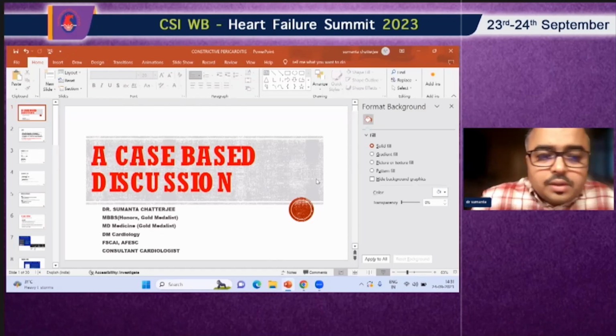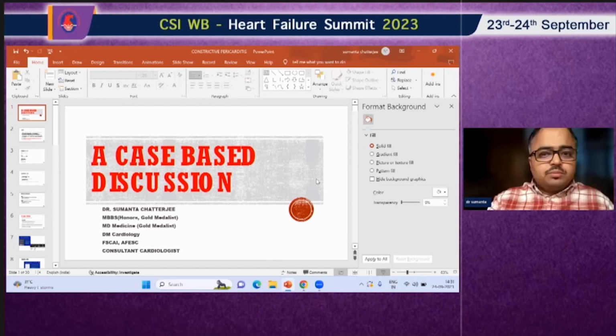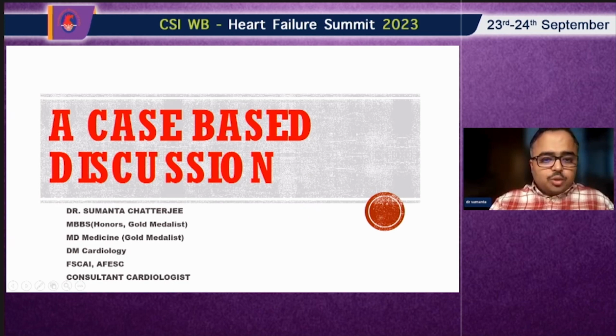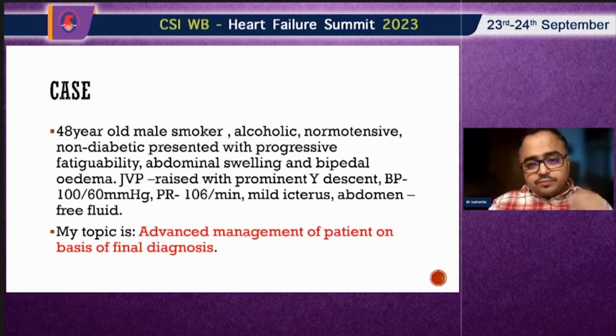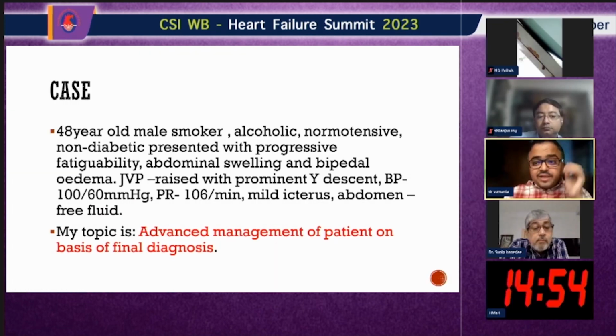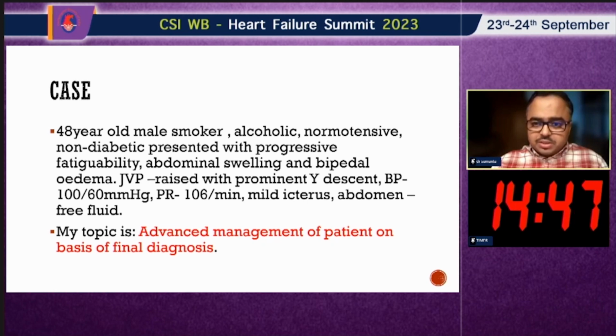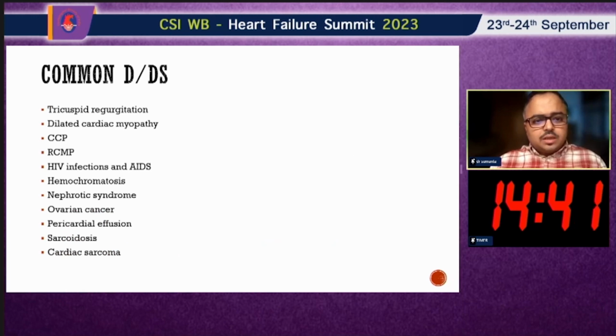Okay. So this is a case-based presentation we see here. My topic here is advanced management of this patient based on final diagnosis. Here we can see that we are dealing with an RV failure patient. Maybe that's a TR patient, or maybe cor pulmonale, or constrictive pericarditis, or restrictive cardiomyopathy. It's an RV or right heart disease we are dealing with.